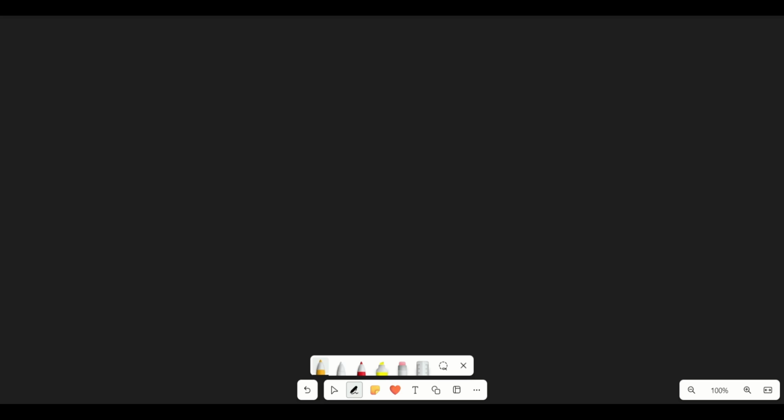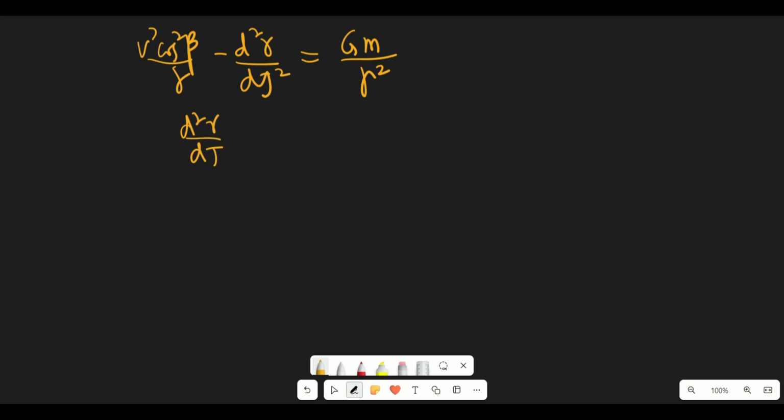Okay, so the centrifugal velocity. Let us equate the centrifugal velocity with the centripetal velocity, I mean the centrifugal acceleration with the centripetal acceleration. Okay, so let us rewrite the above equation. Is equal to v square cos square beta over r.